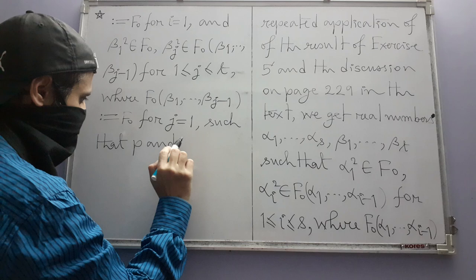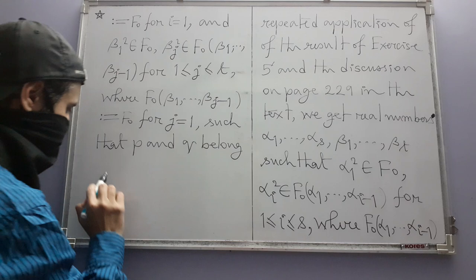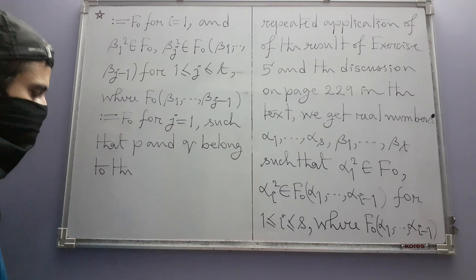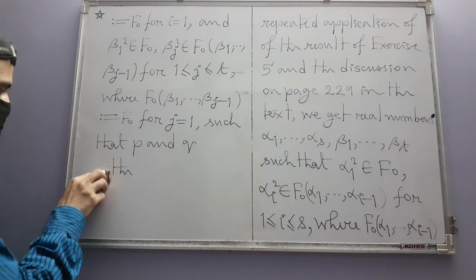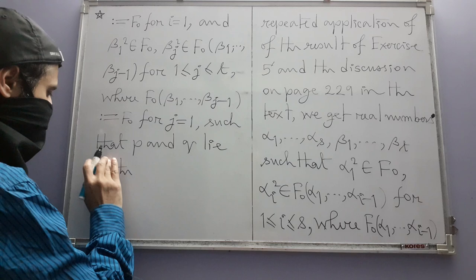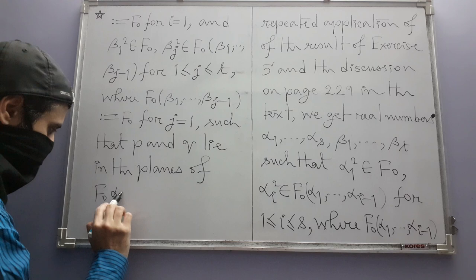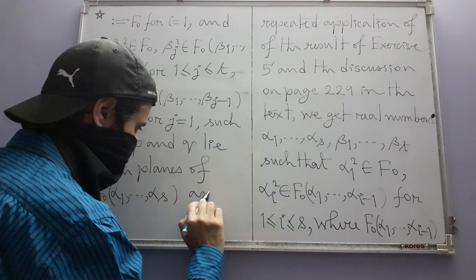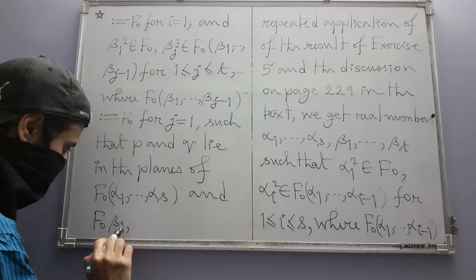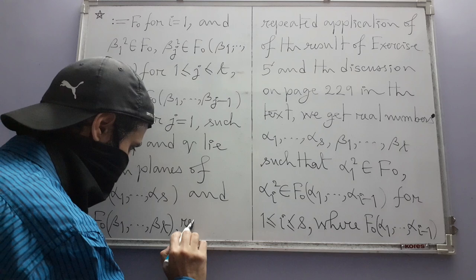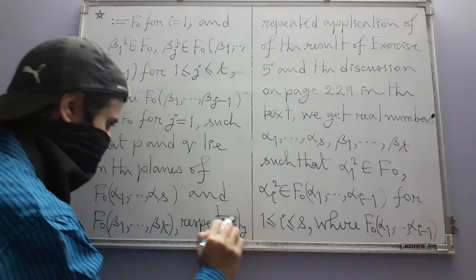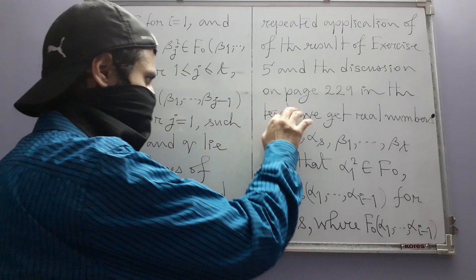P and Q lie, because they are points, P and Q lie in the planes of this and this, respectively. Well, so many things, huh? But let's try to understand what is going on here.